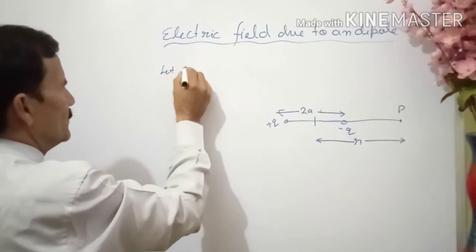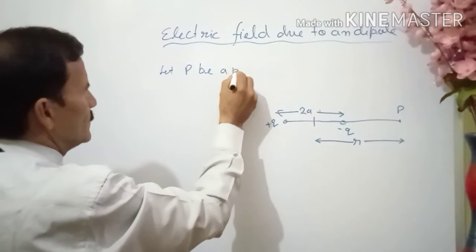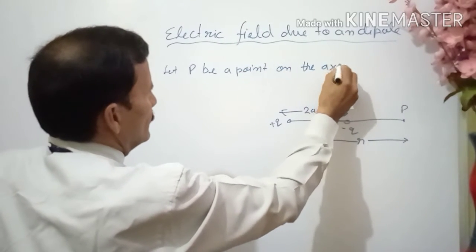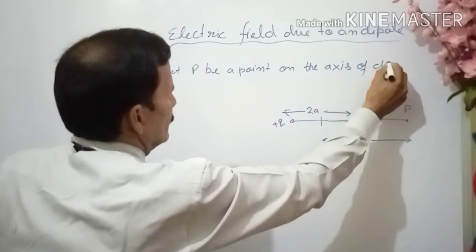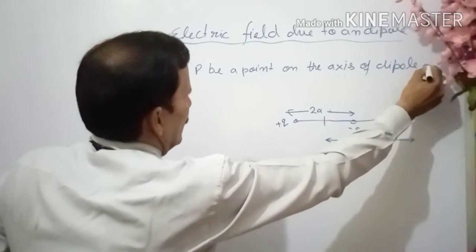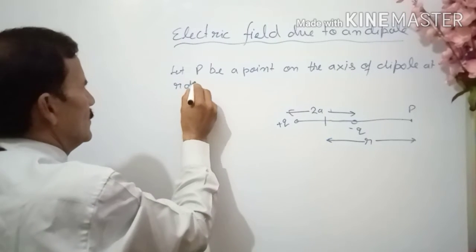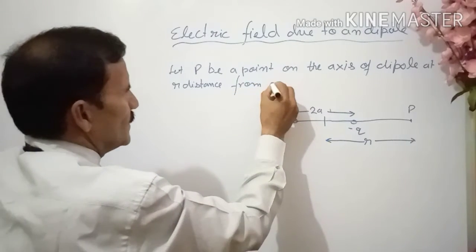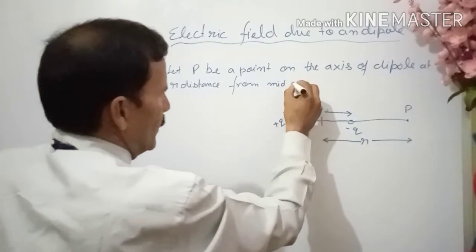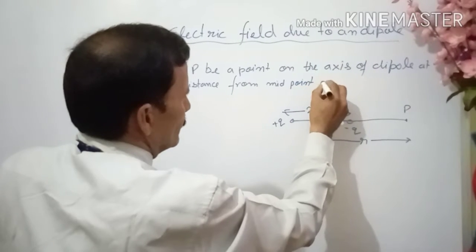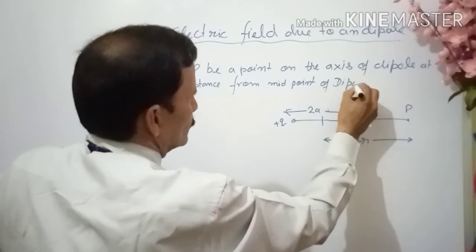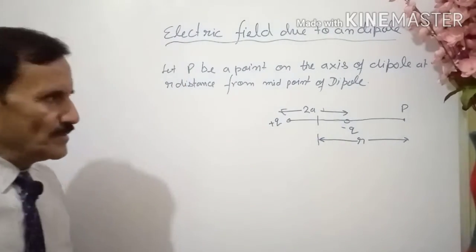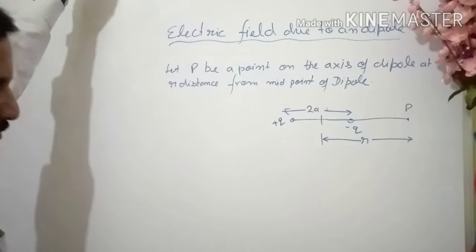So let P be a point on the axis of dipole at r distance from the midpoint of dipole. Okay, midpoint of dipole. So when you take the distance, always r is from the midpoint. Now what can be the electric field?